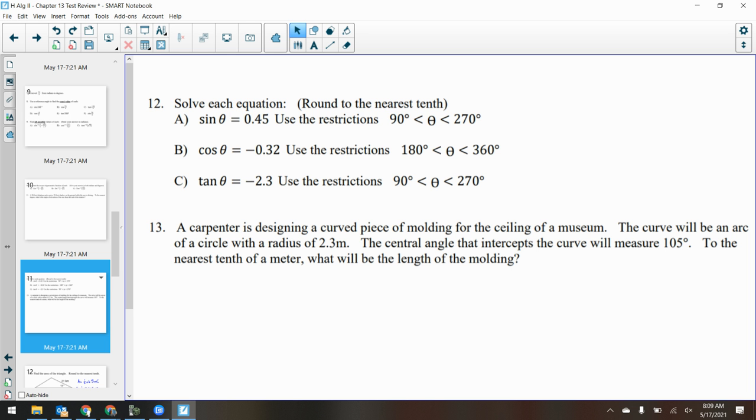All right, solve each equation, rounding to the nearest tenth. So let's find each one. Now, remember that if we solve each of these equations and we get an answer that falls within the restriction, perfect, life is good. I don't need to touch it at all. But if we don't have what's in the restriction, we have to rework it in a way to fit it within the restriction.